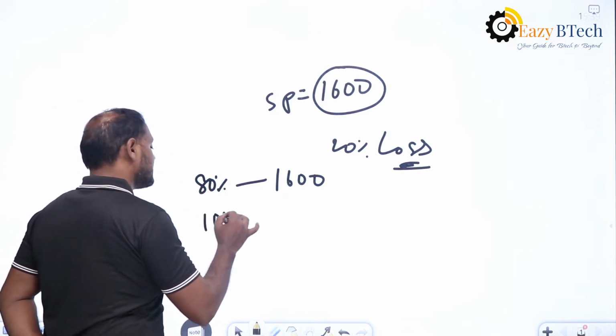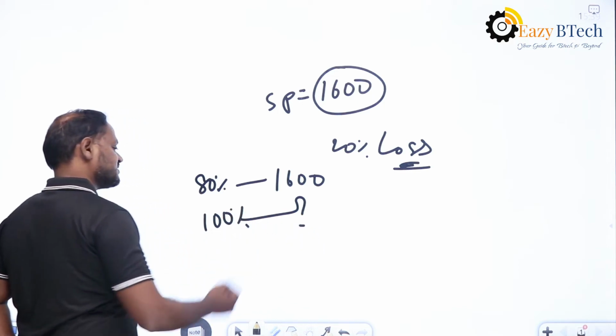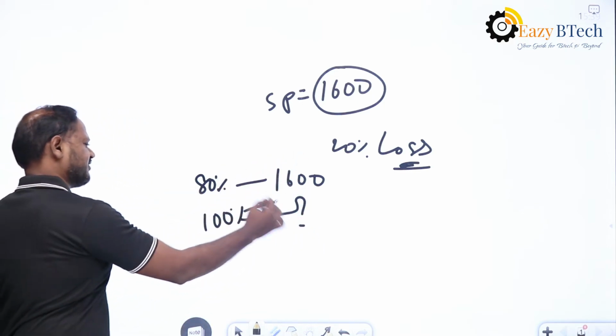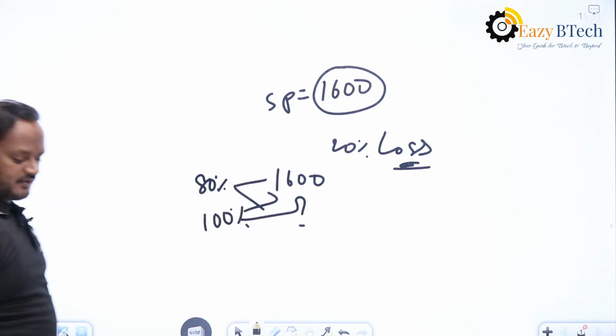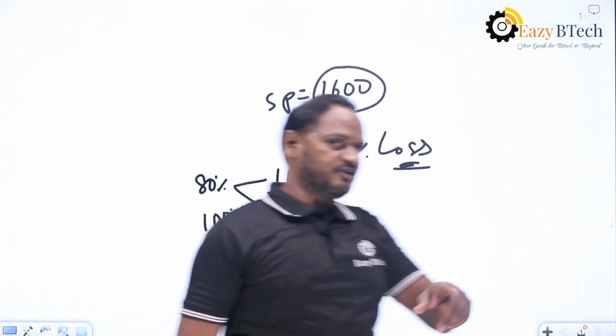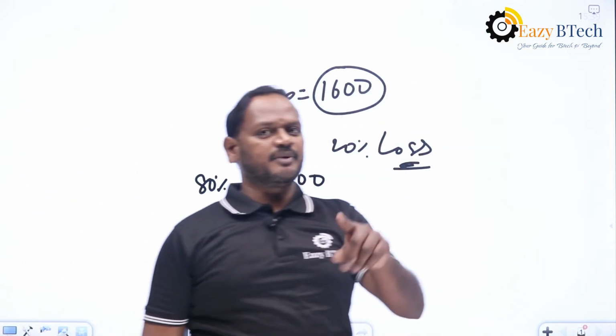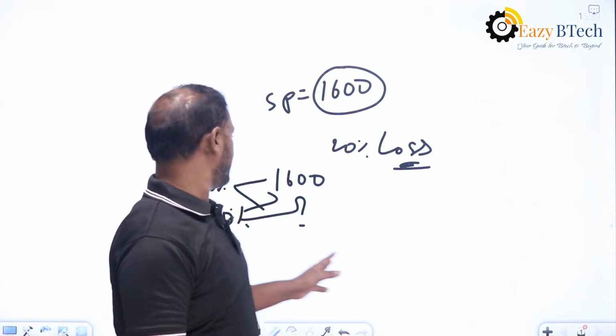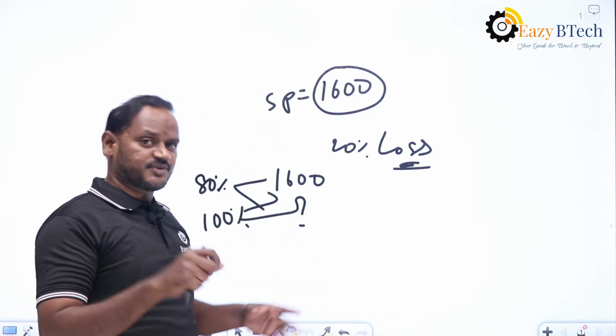Always cost price is 100%. That's it. Nothing else is there. Whatever the answer, I don't want it. I just want the procedure. Right? If it is profit, selling price will be 100 plus. If it is loss, selling price will be 100 minus. So I need to get the 100% value to find the cost price.